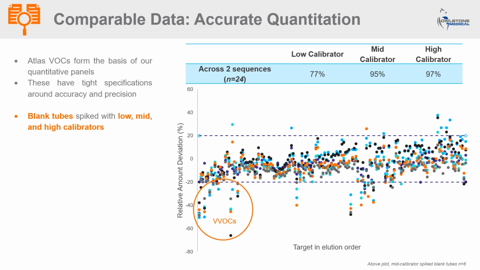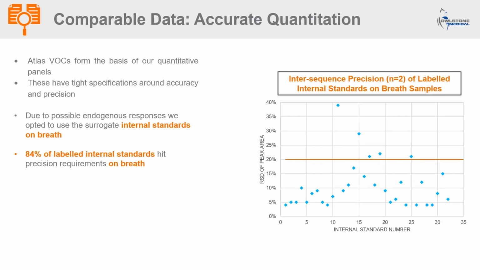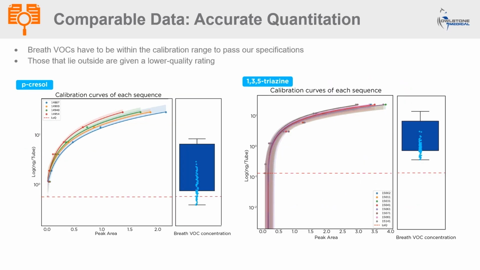Obviously, that's in the absence of the breath matrix, and that's one of the big challenges in breath research, is the difficulty in producing technical replicates for the breath matrix. So to deal with that, we've used labeled internal standards for a subset of our Atlas VOCs, and those are injected onto real breath samples. So in this more challenging test, we see that across sequences, we still achieve for most of our targets a precision within 20%. As I said earlier, though, there are often caveats associated with the accurate quantitation.